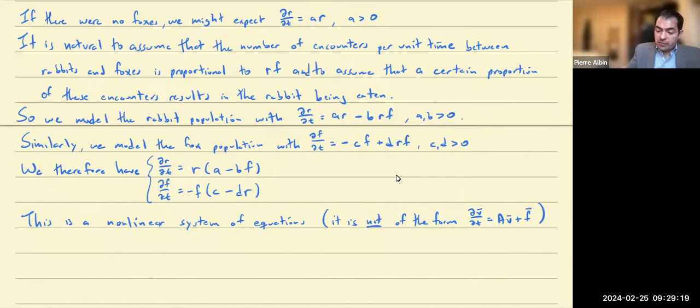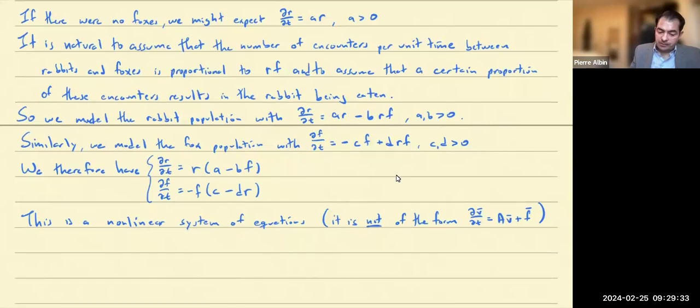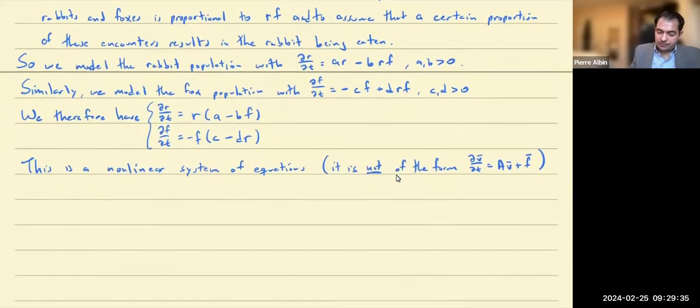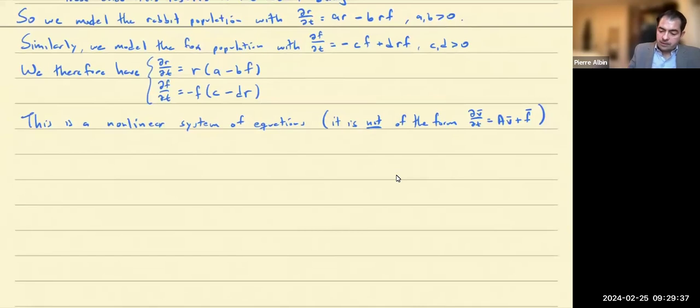Right? So you can form the vector with r of t, f of t, right? But this right-hand side is not of the form matrix times that vector, right? So this is a nonlinear system of equations. Okay, one more example. This one is going to be linear.